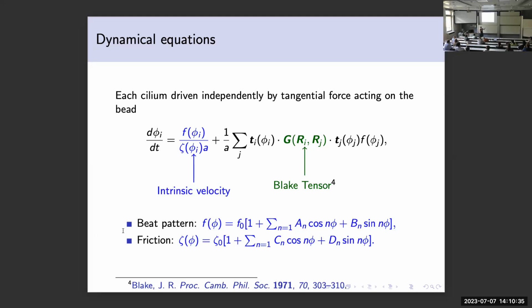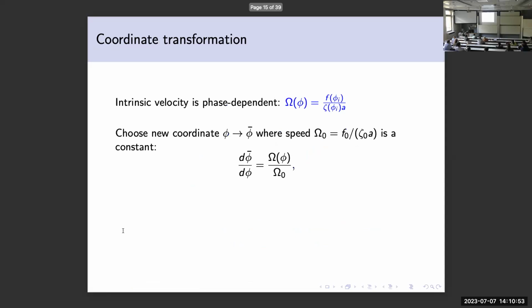In the stuff I'm going to show you later on, you're going to see these A_n and B_n and C_n and D_n appearing. If you see them, the thing to remember is that they are the amplitudes of the harmonics in the force pattern and the friction. Okay, so we can write down that dynamical equation.